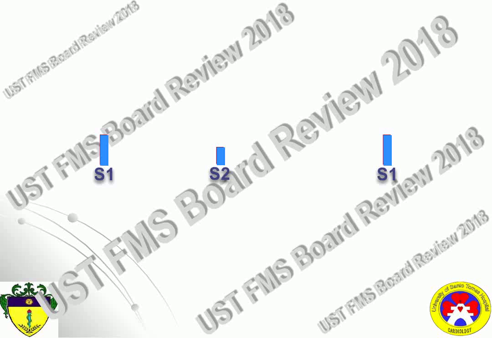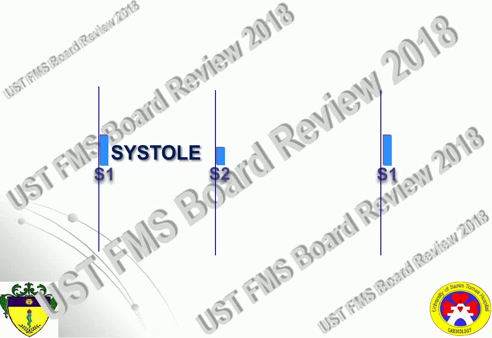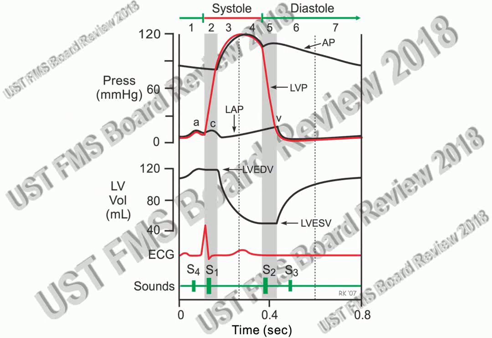The distance or the phase between S1 and S2 is your systole, while that phase of the cardiac cycle after S2 and before S1 is diastole. Take note that in a normal heart rate, systole is always shorter than diastole. But during episodes of tachycardia, it is the diastole that shortens. Systole remains the same. Of course, not to confuse you with the Wiggers cycle, but this is something that you need to be familiar with.